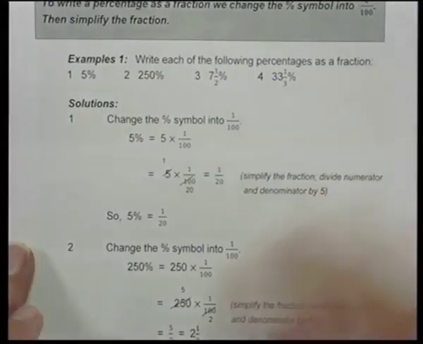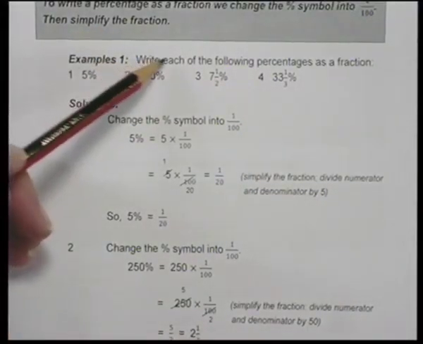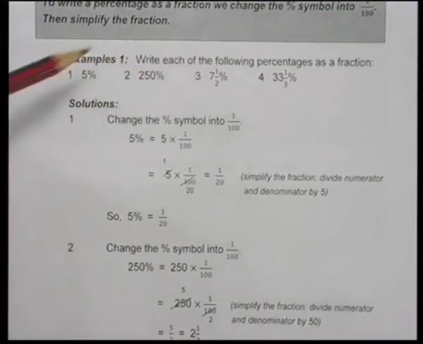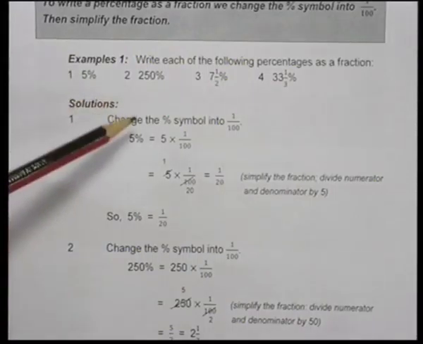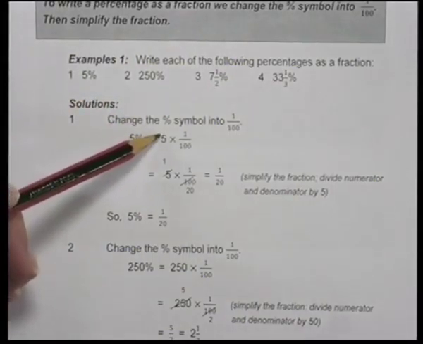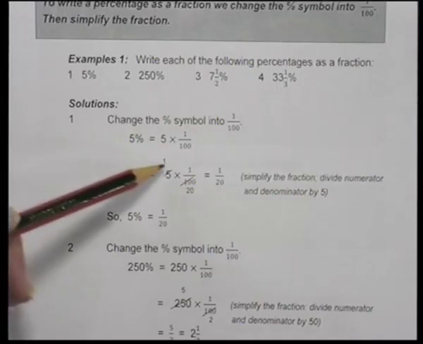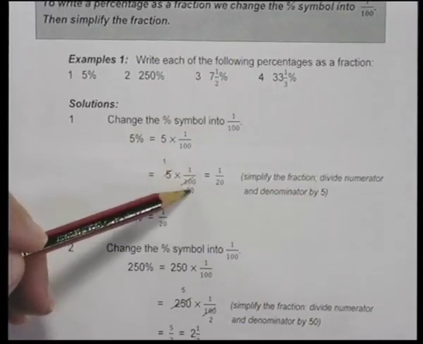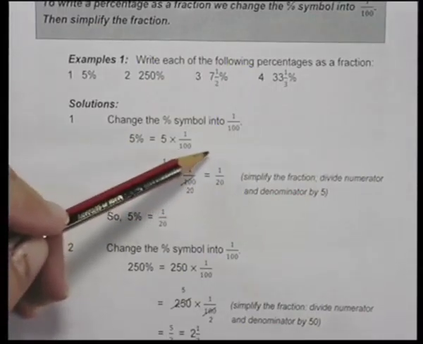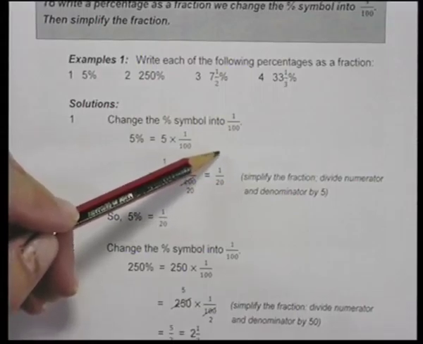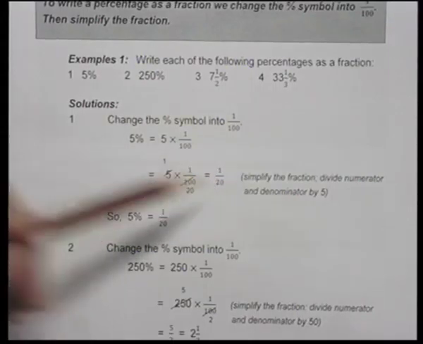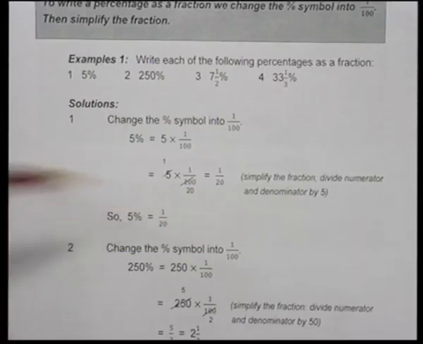Let's go through these examples. Example 1, write each of the following percentages as a fraction. What is 5%? So 5% is 5 times 1 over 100. So it is 5 over 100. And if we simplify, 5 divides into itself once and into 100 20 times. So 5% is 1/20.